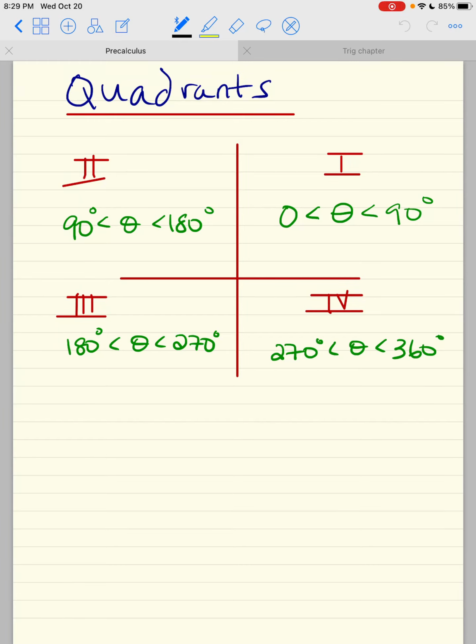This is for Precalculus. This is going to be video 1 for trigonometry. So this is how I would like to begin the video. I'm going to start with quadrants. I'm going to start with things that I'm sure a lot of you already know, so I won't spend too much time on it.